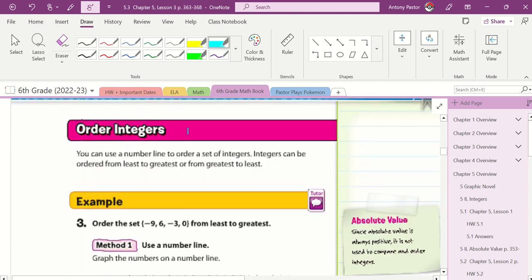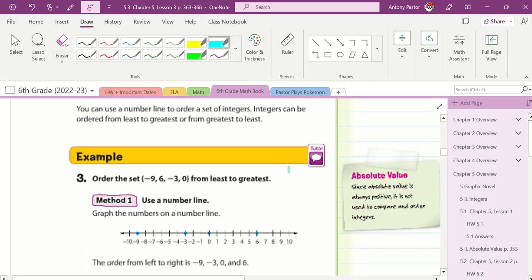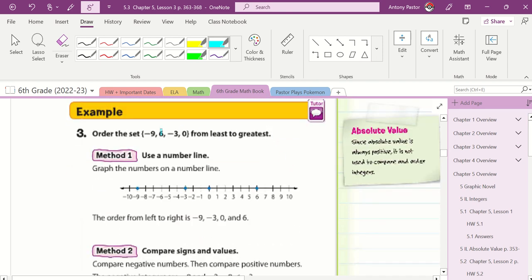All right, and then ordering integers. You can use a number line to order a set of integers. Integers can be ordered from least to greatest or greatest to least. Order the set -9, 6, -3, and 0 from least to greatest. Sometimes you can use a number line. So as you see, -9 is right here, -3, 0, and 6. The order from left to right, if this were asking you to order from least to greatest, which it is, would be -9, -3, 0, and 6.